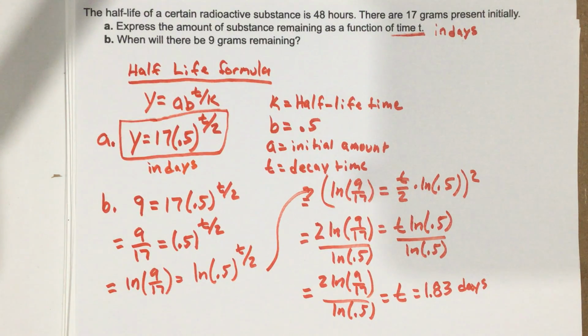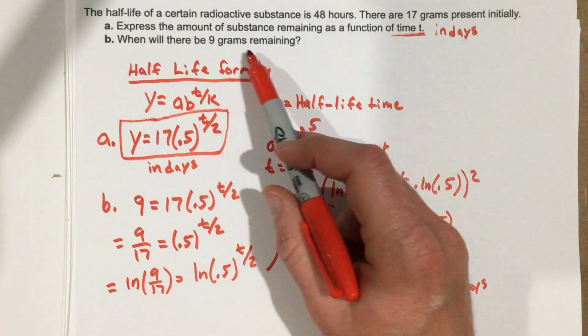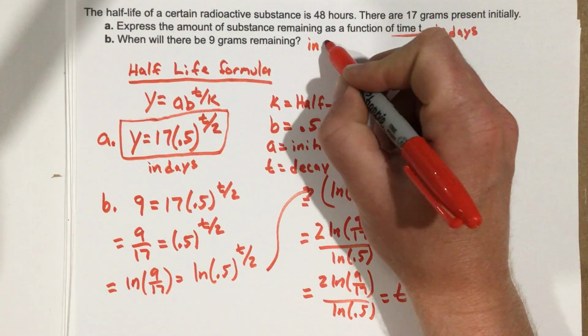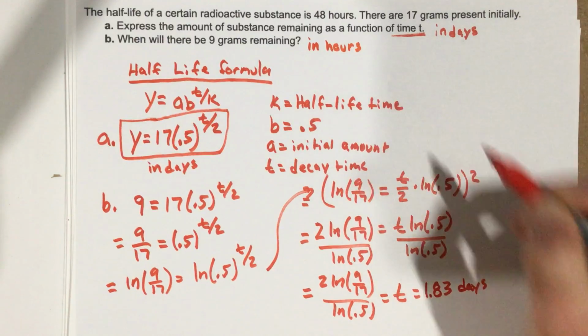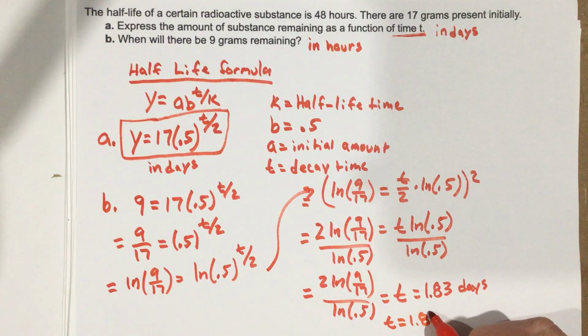So we're going to take 1.83, and because they wanted when will there be 9 grams remaining, I believe they want this in hours. So if they want it in hours, we got to take this 1.83 days and multiply it times 24, so the time equals 1.83 times 24 hours, which is 44 hours. And that's the solution.